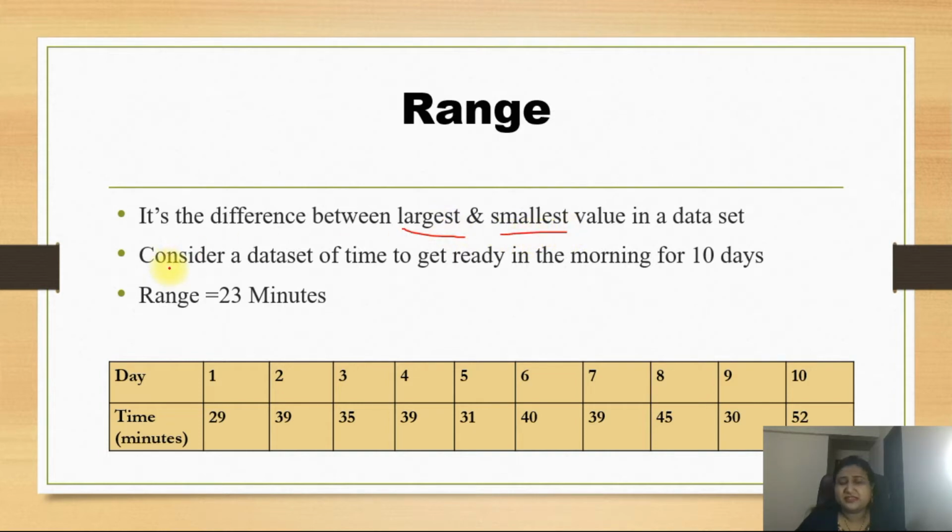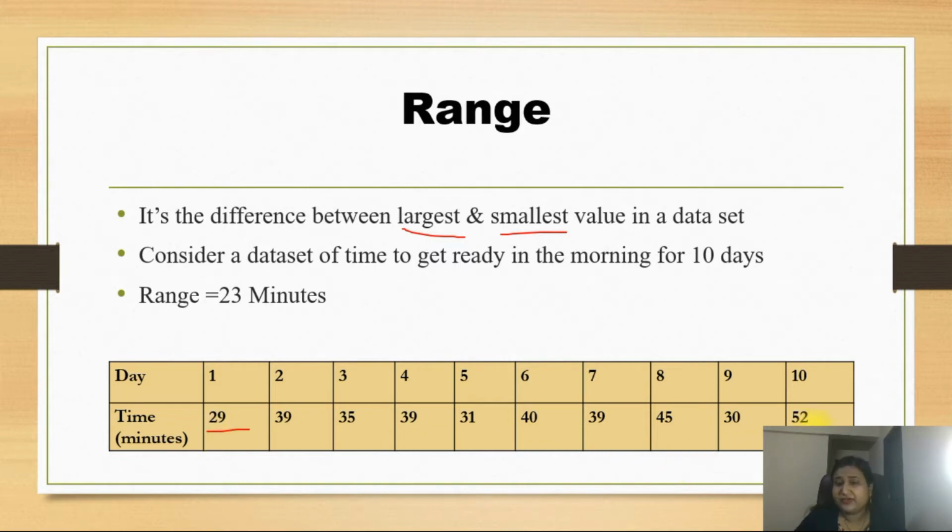Let us understand this with the help of one example. Consider we have a data set of time to get ready in the morning for the last 10 days. So we have days from 1 to 10 and the time to get ready in the morning. Here, what is the smallest value? The smallest number is 29 and maximum is 52. So time to get ready in the morning varies from 29 minutes to 52 minutes.